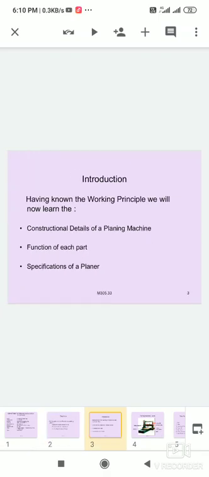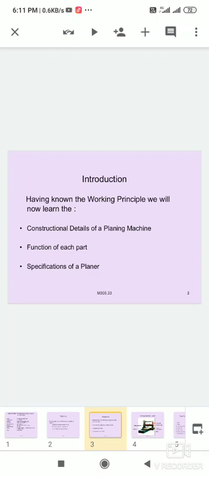Introduction. Having known the working principle, we will learn now what the working principle of the planer machine is. In the planer machine working principle, the planing machine or planer is one of the basic machine tools of the industry.